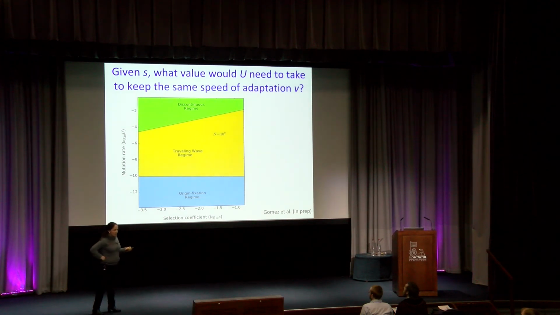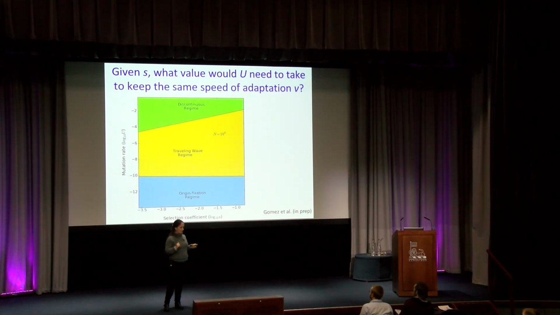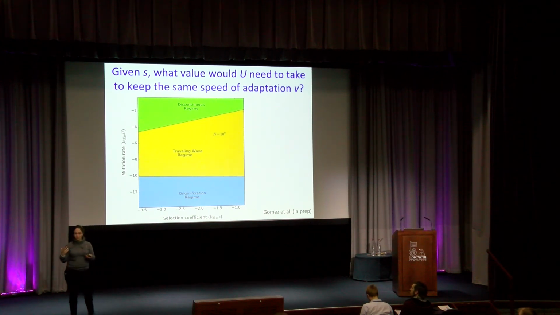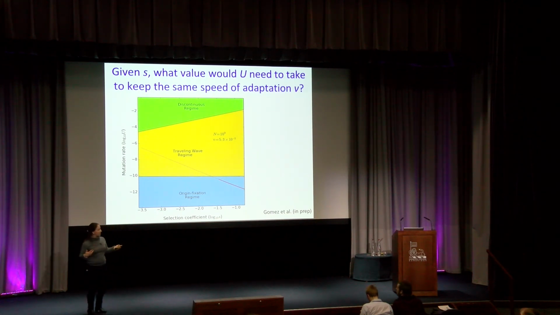But the question we ask is, okay, if I take a range of values of S, how do I vary U so that I always get the same rate of adaptation? All right, so how much do I need to change U to compensate for a change in S? So that's another way of asking how important is selection relative to developmental bias. And here's the equation for the origin fixation regime, drawn here in solid where it's actually valid, drawn here in dotted where it's not valid.